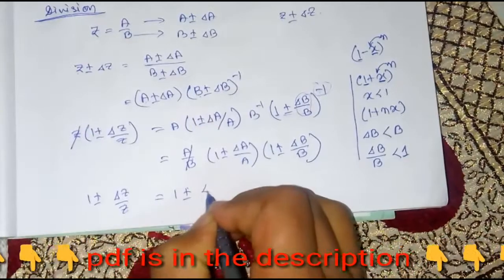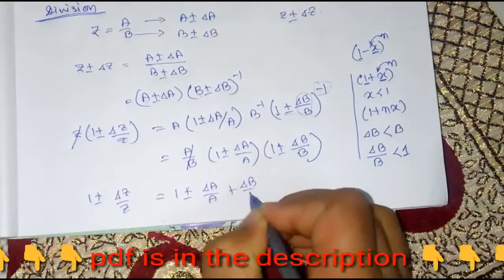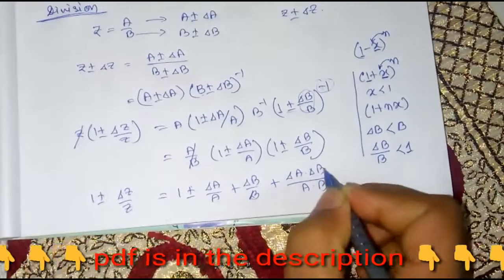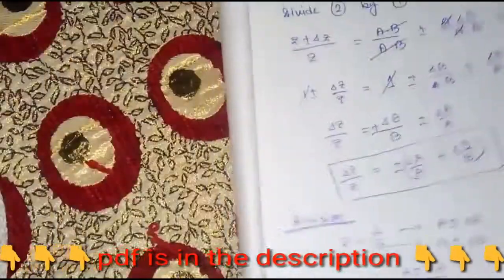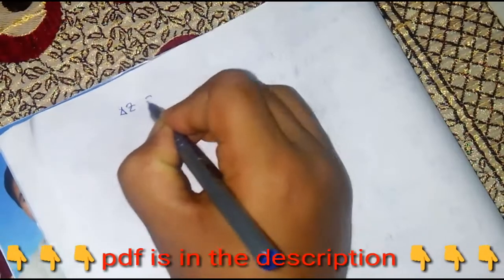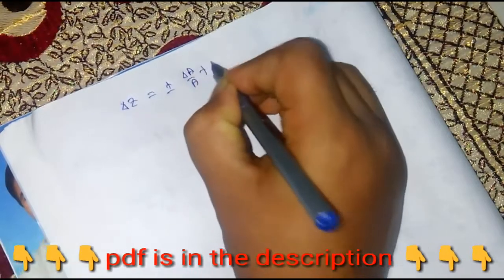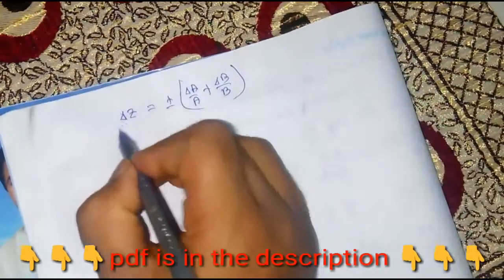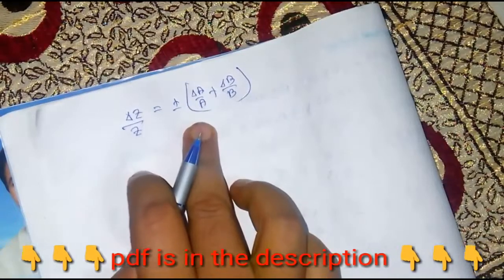Okay, and if we multiply this term, it gives us delta a by a, plus delta b by b, and plus delta a dot delta b by a dot b. Now this term will be neglected and 1 will be cancelled out, so the term comes same as the multiplication, that is delta z by z equals plus minus delta a by a plus delta b by b. So this is the formula of counting the error in terms of division.